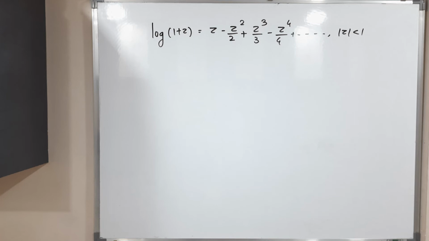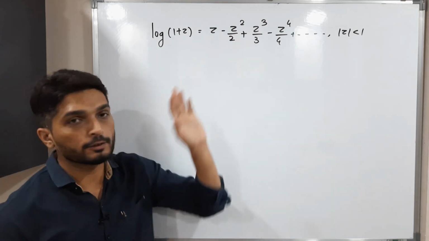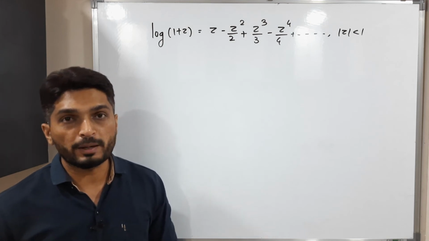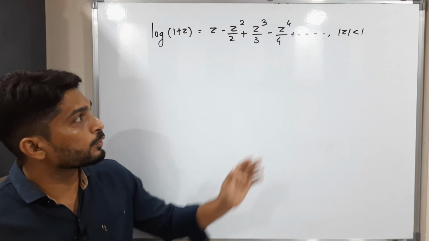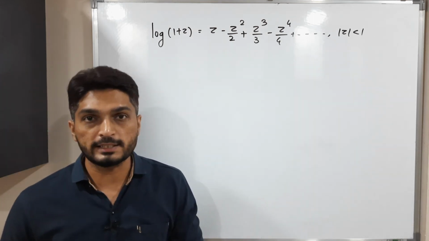I have written here the series of log 1 plus z: z minus z square by 2 plus z cube by 3 minus z raised to 4 by 4 and so on, with alternating minus plus signs. But this series is applicable only for the unit circle, mod z should be less than 1.